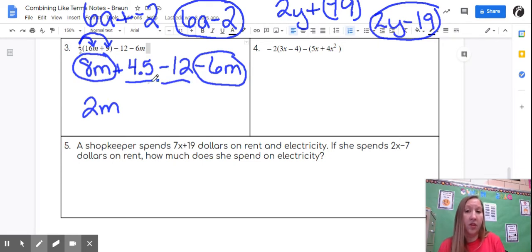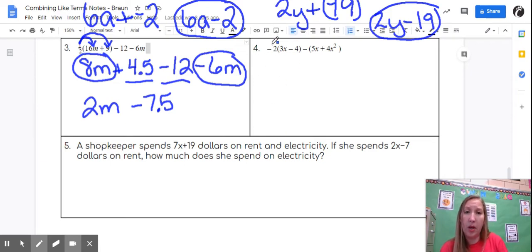Or we have different signs here, so we do 12 minus 4.5, which is 7.5. And since it's negative 12, and that's bigger than the 4.5, it would be negative. So 2m minus 7.5 is what we get when we combine our like terms and we simplify our expression. All right, so let's take a look at example 4.